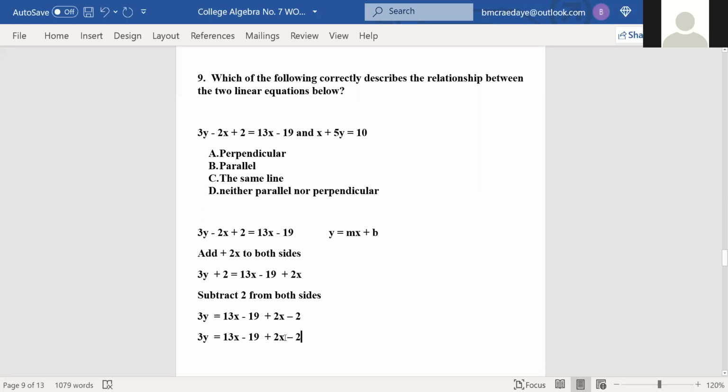All right, so now combine them. What do I get, Latoya? What's 13x and 2x? 15x. Okay, so that's 15x. So I can take that 2x out, right? All right, what's minus 19 and minus 2? Minus 21.